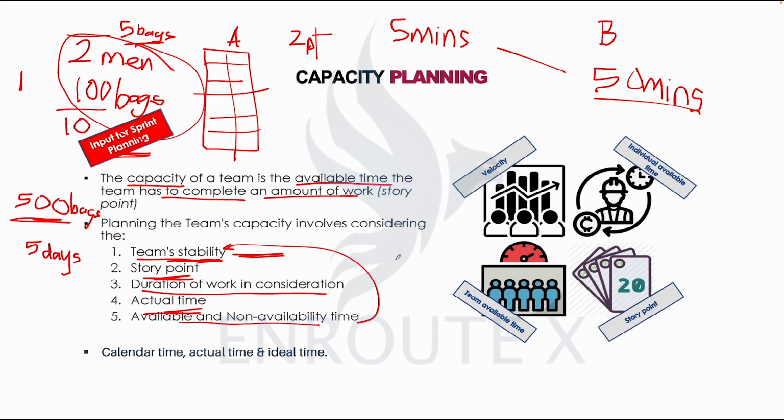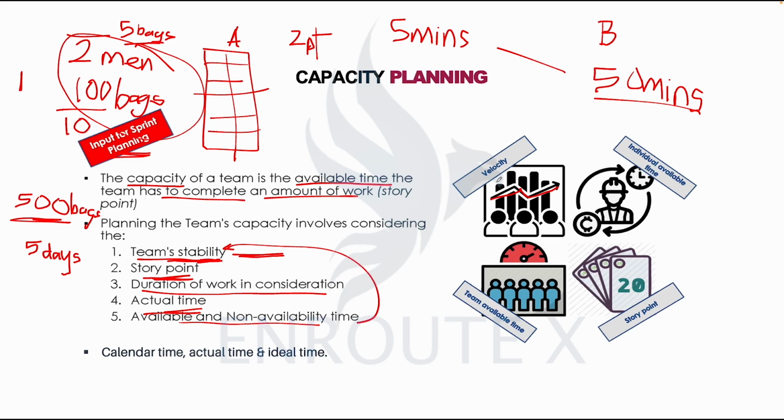Calendar time, actual time, and ideal time. We'll be expanding on those as we go forward. But let's just know that they are estimation. Let's come to this. A quick explanation of this is the velocity. We know what velocity is now. We've looked at those in previous classes.